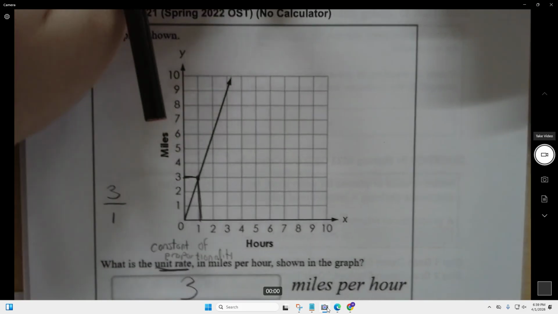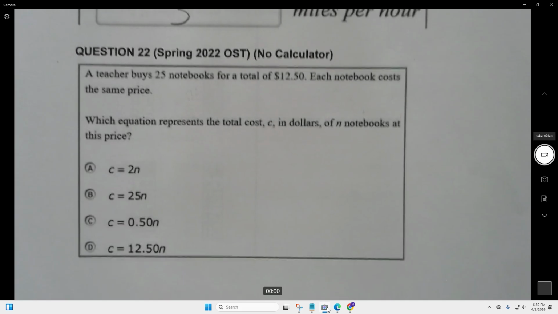Starting to go loony from this section. Question 22. We still have 10 questions to go.